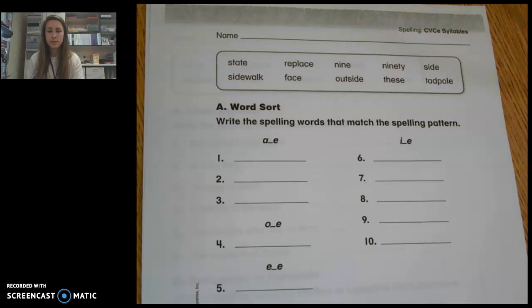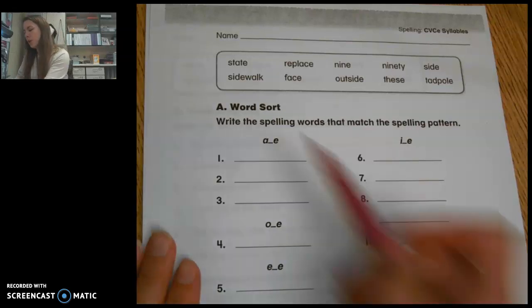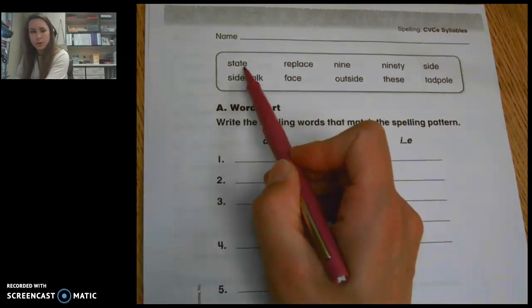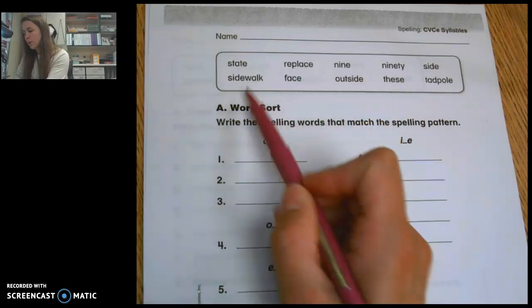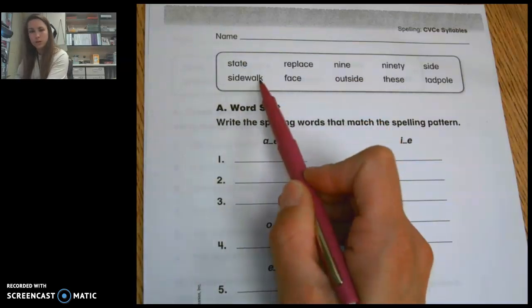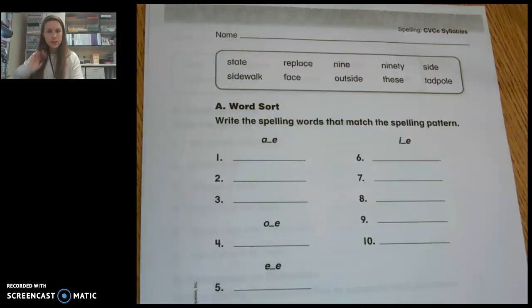But some of these words are two syllables. So it's only in one syllable that we are going to see that magic E word. So let's look over the words that we're focusing on. We have the word state, which is just one syllable, but then we have sidewalk, which is a compound word, and then two syllables. We have sidewalk.